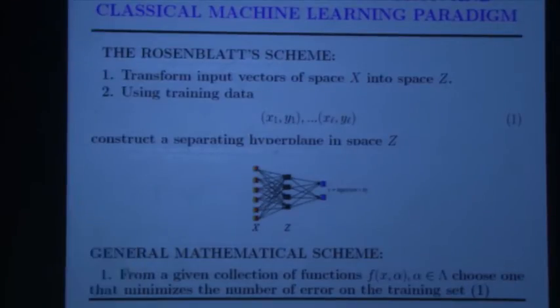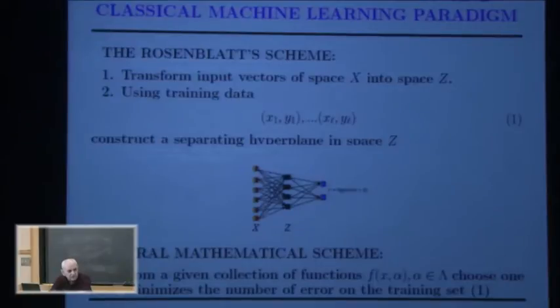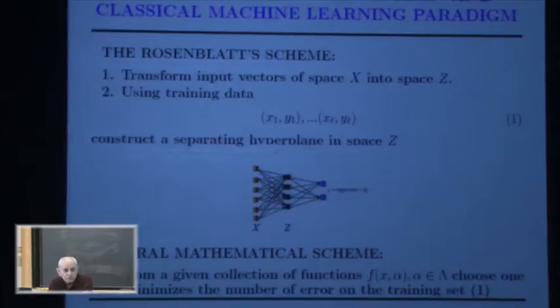But this is a very particular scheme. The mathematical scheme considers that there exists an input space X and a set of functions f(x). From a mathematical point of view, it does not matter how this scheme works. What matters is that there exists a set of functions f(x, alpha), where alpha is a parameter, a parametric set of functions. But formally it can be an abstract parameter, so there are no restrictions on the set of functions.